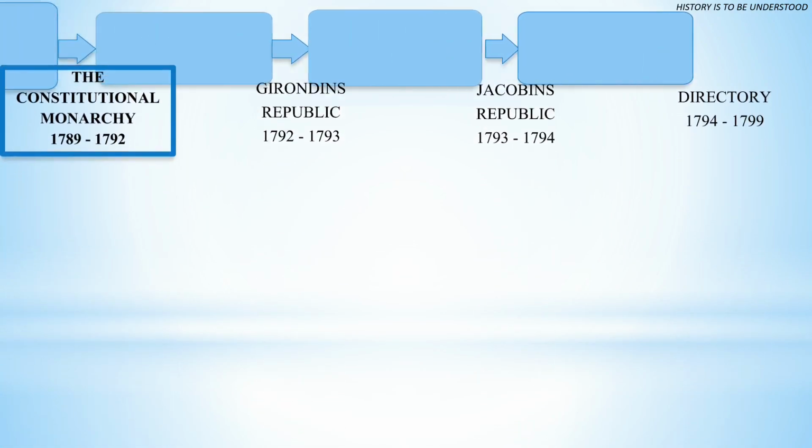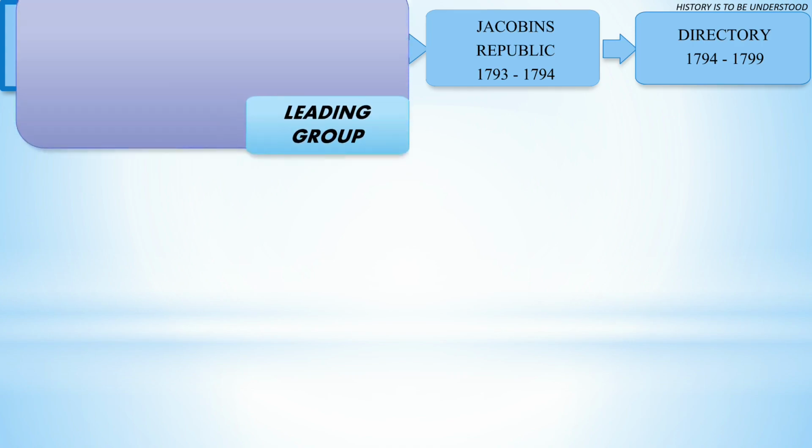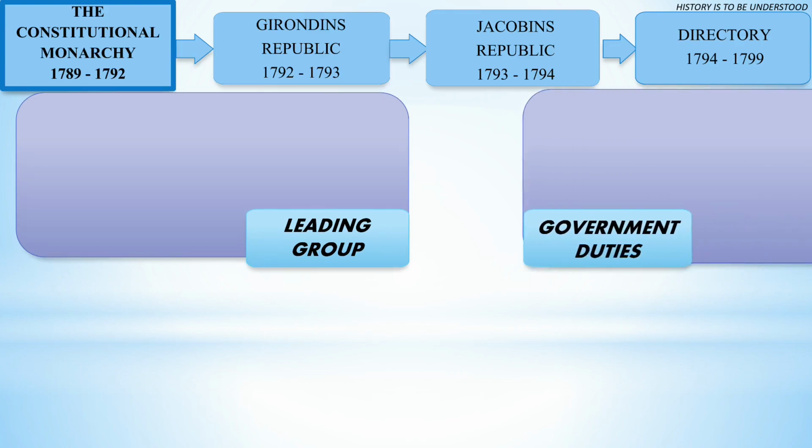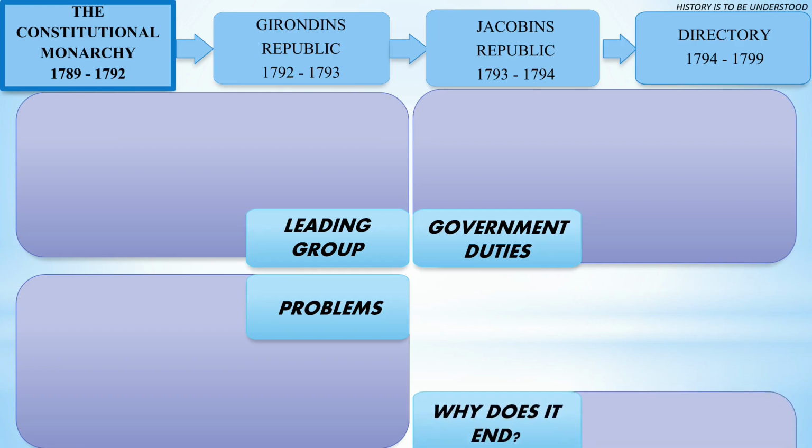To correctly understand each of the stages of the French Revolution, we are going to organize them into 4 parts, in such a way that in each of them we will explain who the dominant social group is, what they do while they are in government, what their most important problems are, and the reason for its end.